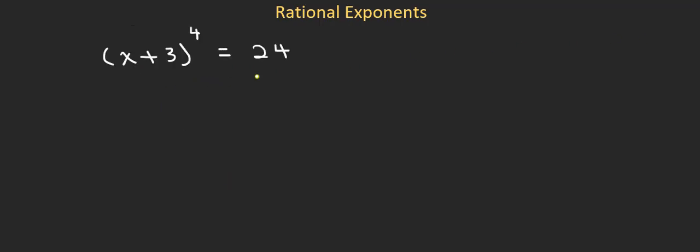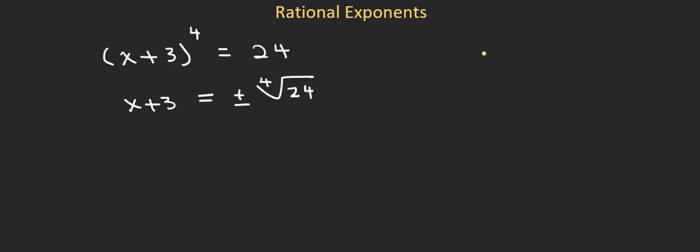Let's look at this problem. How are we going to solve for x? Well, you first need to get rid of the power of 4. So we need to take the fourth root of both sides. Now, since we're taking the fourth root, there's going to be a positive and a negative. When the index is even, you will have two solutions.